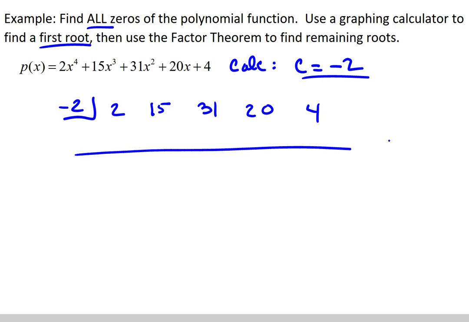We'll leave a space underneath all of those, and then drop the first coefficient down, the 2, and then it all just kind of falls out from here. We'll go -2, our c value, times 2 is -4. We write that up above the 15. Then we add down vertically to get 11. And repeat, -2 times 11 would be -22. Add down vertically, and that should give us +9. -2 times 9 would be -18. Add vertically, that gives us a +2. And then -2 times that 2 is -4. Add vertically in our last column to get 0.